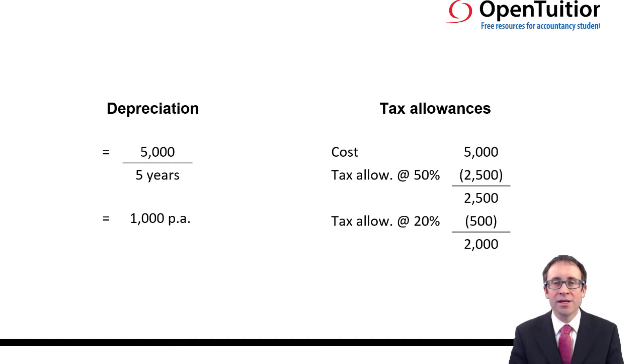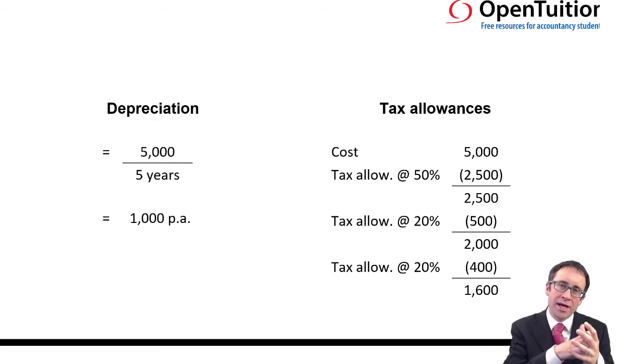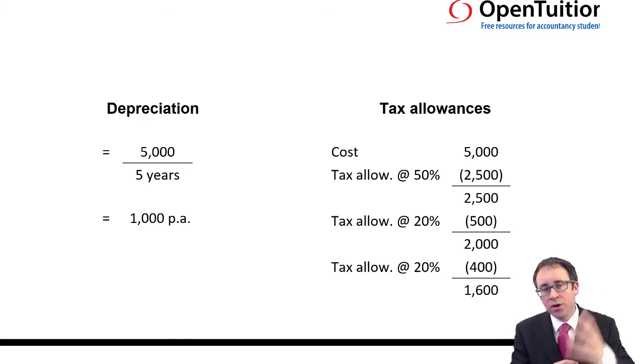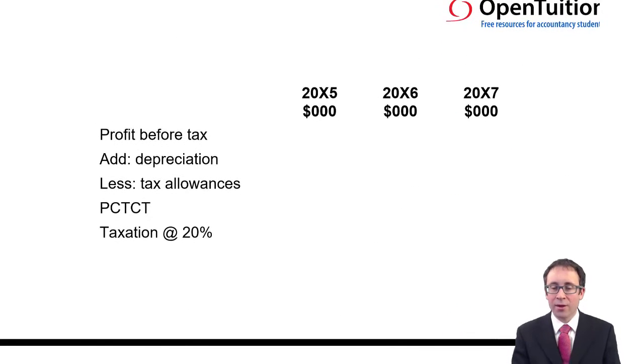In the third year, X7, we again apply the same 20% reducing balance. So 20% of the 2,000 gives me 400, and my tax written down value is 1,600. Okay. So what we're going to do now is use that depreciation figure of 1,000 and those tax allowances of 2,500, 500, and 400 to help me calculate my tax for the year. So let's work it year by year.